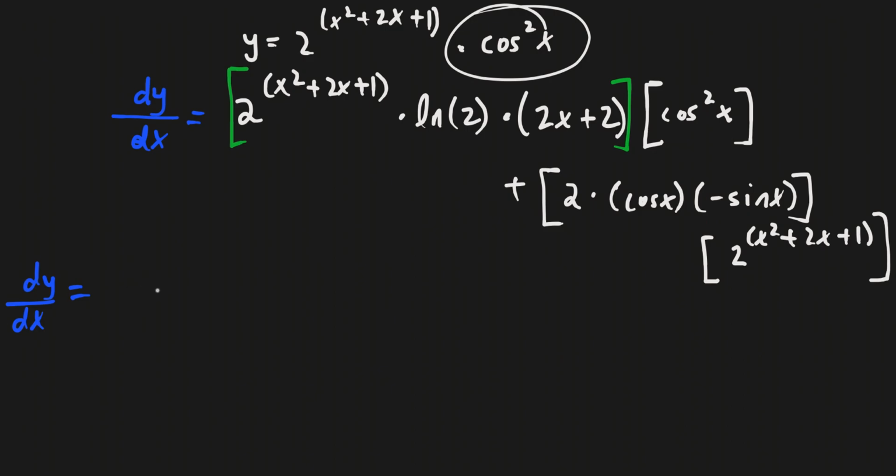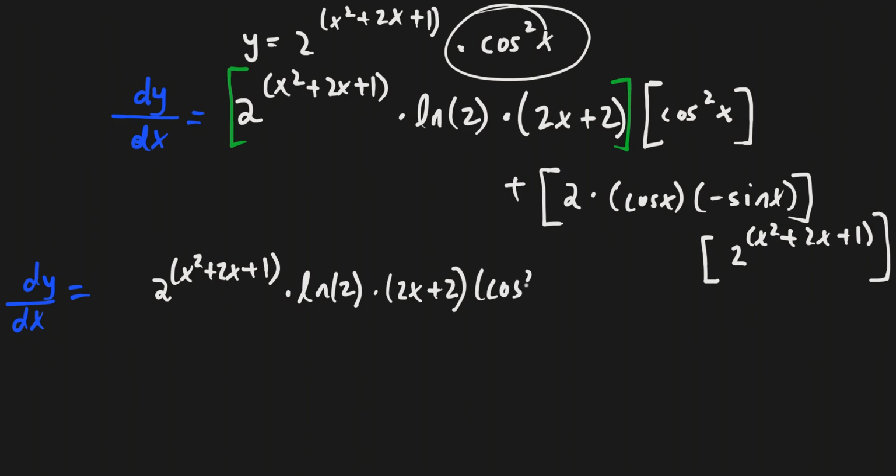Anyway, this is going to be 2 raised to the x squared plus 2x plus 1, times the natural log of 2, times 2x plus 2, times cosine squared x, plus, so actually we have a minus. Let me make that minus because we have a minus there. So positive, negative, negative: 2 cosine x times sine x times 2 raised to the x squared plus 2x plus 1. And that is your final answer.